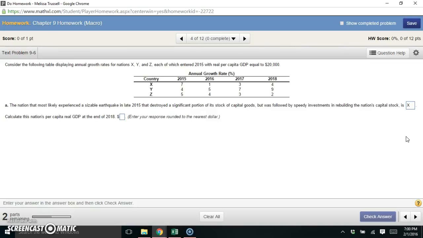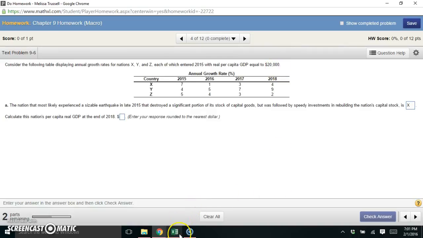Now, for the actual math of the problem, they say, all right, calculate the nation's per capita real GDP at the end of 2018. So that's our final year, right? We know that we started with a real per capita GDP equal to 20,000. And each year we grow at the rate that's given here. Remember, the rate given is a percentage. So we know that in 2015 we grew 7% of what we started with. And we started with 20,000.